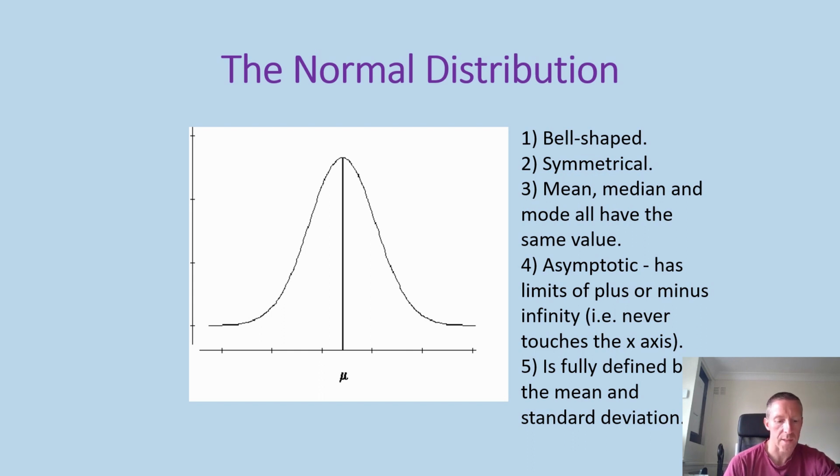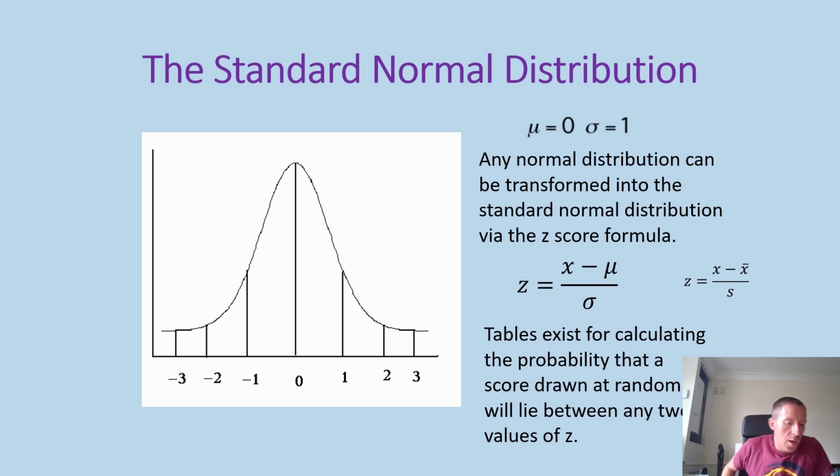So as I stated previously, working out probabilities for a continuous distribution using a probability density function is quite difficult. Fortunately, statisticians have worked out a standardized version that's much easier for us to work with, and that's called the standard normal distribution. It's also called the Z distribution. The standard normal distribution has a mean of 0 and a standard deviation of 1. And any roughly normal distribution can be transformed into a standard normal distribution via the Z-score formula.